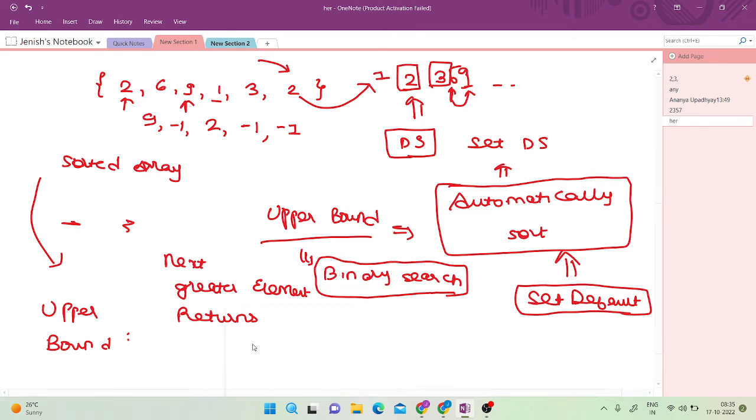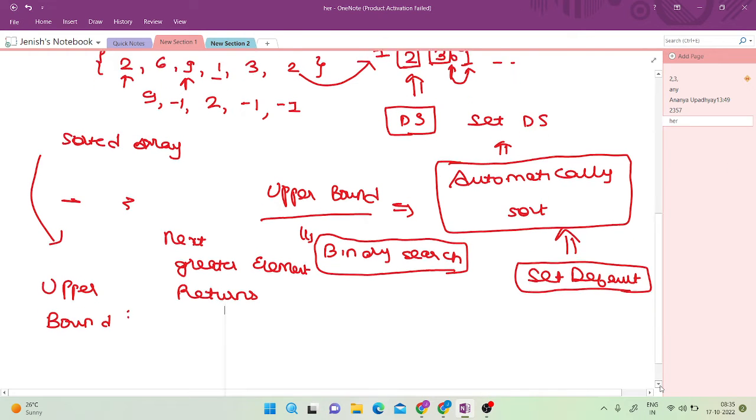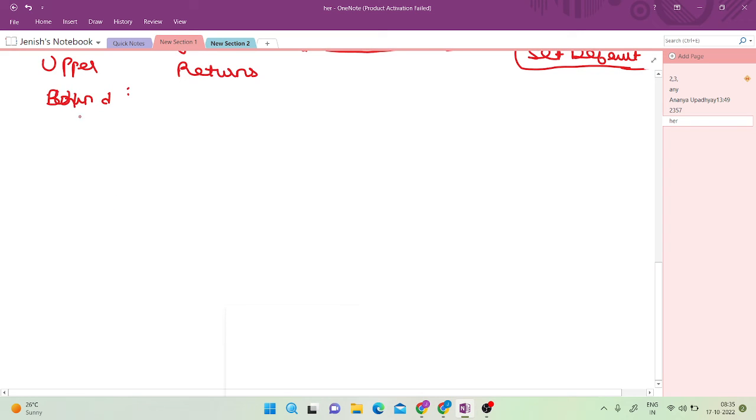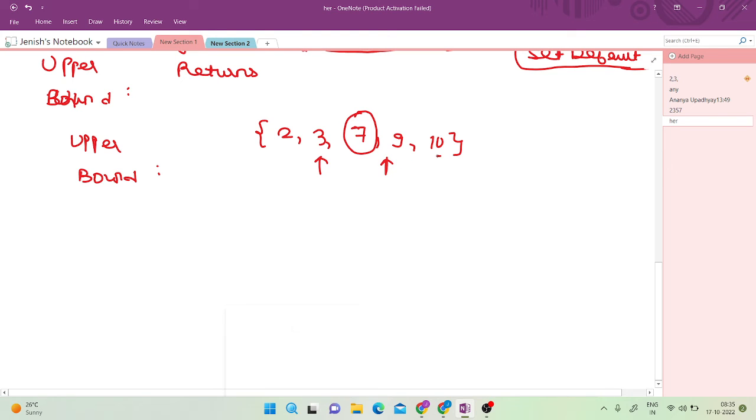And upper bound, yeah, what I was saying, sorry, just a minute, again there is some problem. So my upper bound function returns the next greater element. Assume that this is my sorted array. For 3, upper bound of 3 is 7. Why? Because 7 is the least element greater than 3, correct? And similarly for 9, my upper bound is 10. For 10, my upper bound is null, because there exists no element greater than 10.